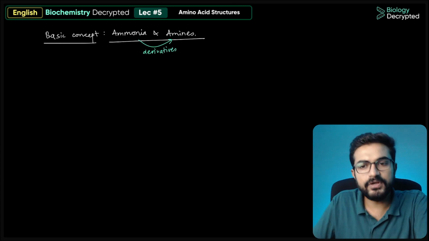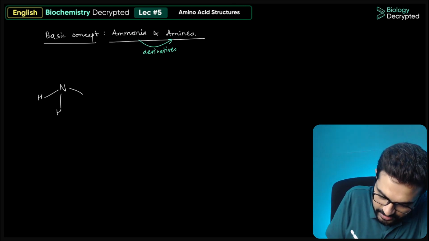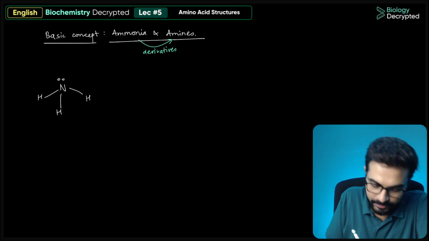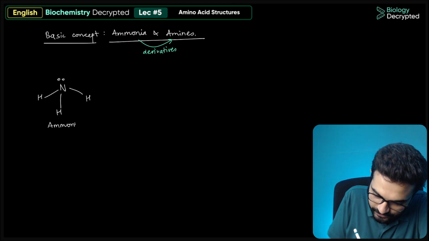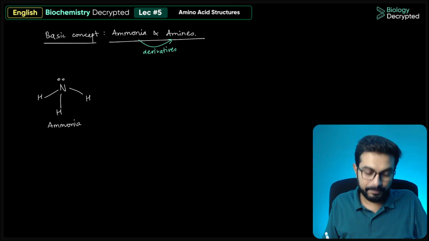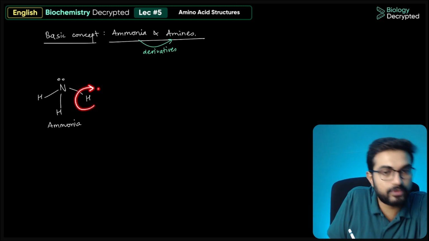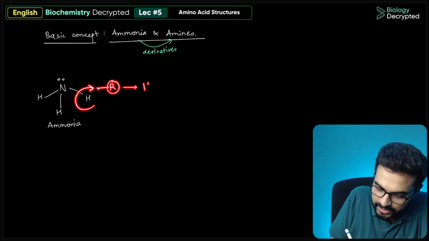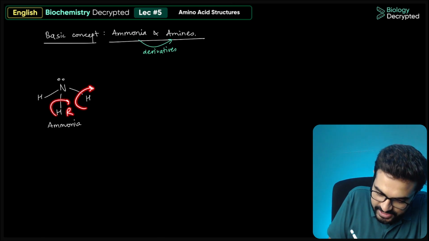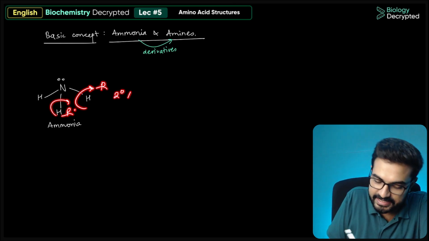Now, if we try to draw the structure of ammonia, this is how it will be. There will be 3 hydrogens bonded to nitrogen, and nitrogen will have a lone pair. This is the structure of ammonia. Now, we'll draw the structure of a primary amine. If one hydrogen is substituted with an R group, it is known as a primary amine. If 2 hydrogens are replaced by R groups, then this will be called a secondary amine.